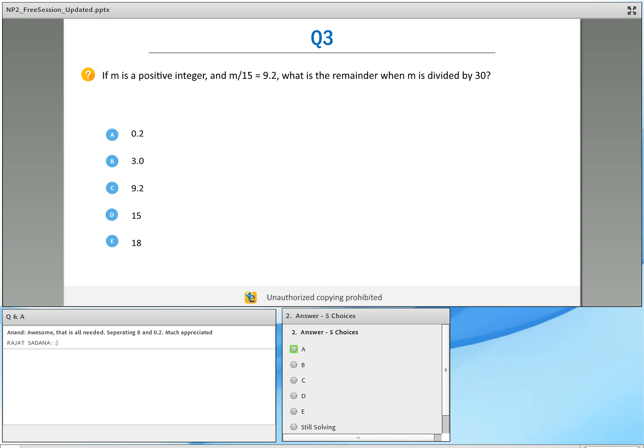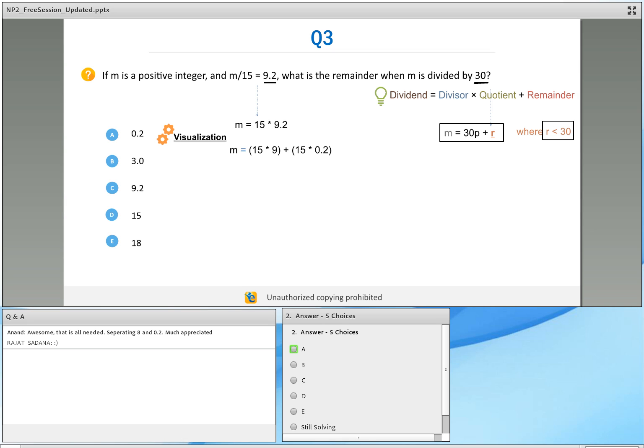Okay, I got a few questions on the Q&A part, and I could really see that you were beginning to apply that method. That was really nice. So, what's the problem here? We are given that m by 15 is 9.2. We want to figure out what's the remainder when you divide m by 30. Again, what we have to do is express m as 30p plus r, where p is the principal or quotient and r is the remainder. And remember, r has to be less than 30. So that's what we look for.